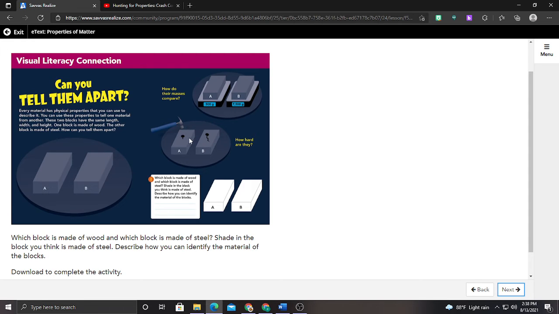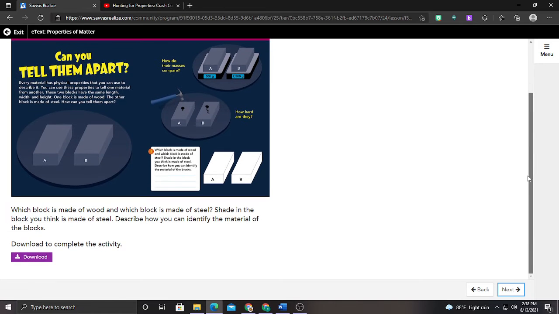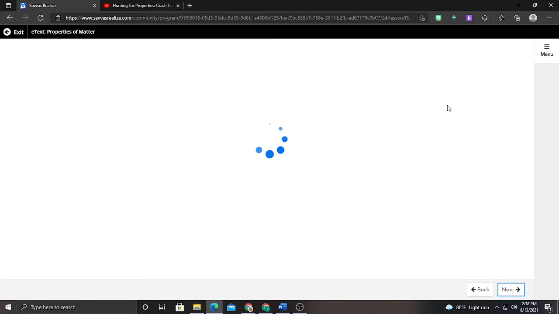How hard are they? We tried putting a nail into A and this happened, and then we tried putting a nail into B and this happened. Which block is made of wood and which block is made of steel? Shade in the block you think is made of steel. These are the 2 and you have to shade in one. Describe how you can identify the material of the blocks. Based on these 2 different tools that we use, we should be able to describe how we can tell them apart.